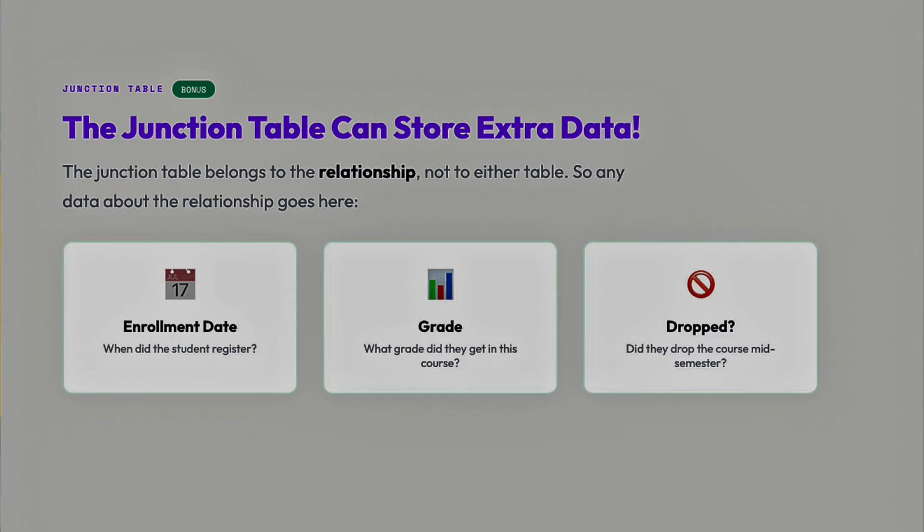The junction table in this case does not belong to the student table and it does not belong to the course table. It belongs specifically to the relationship between a student and a course. So any data that concerns the relationship between a student and a course, you can add it to this table. So if you look at it, a many-to-many relationship is two one-to-many relationships. So one student has many courses, one course has many students, and our junction table, which is our enrollment table, is the glue and the bridge in between.